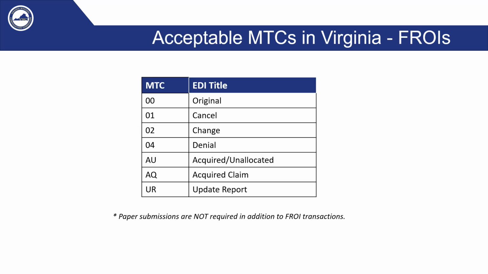This chart shows Virginia's acceptable FROI MTCs. Paper is not required to accompany any of the EDI FROI transactions. Two MTCs we would like to point out are the FROI AQ and FROI AU, for when a new claim administrator is acquiring the claim. The FROI AQ is used when EDI was previously submitted on a claim, where the FROI AU is used when EDI has not been previously submitted on the claim.